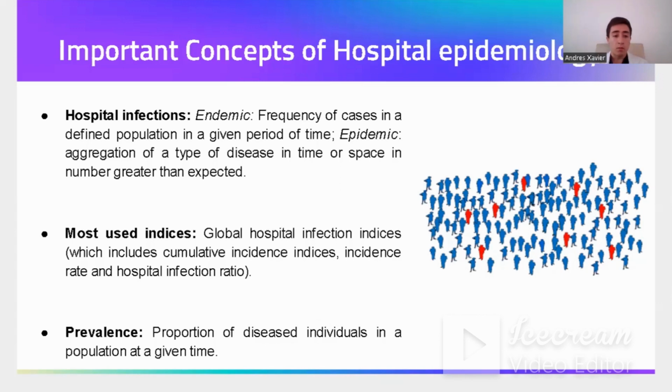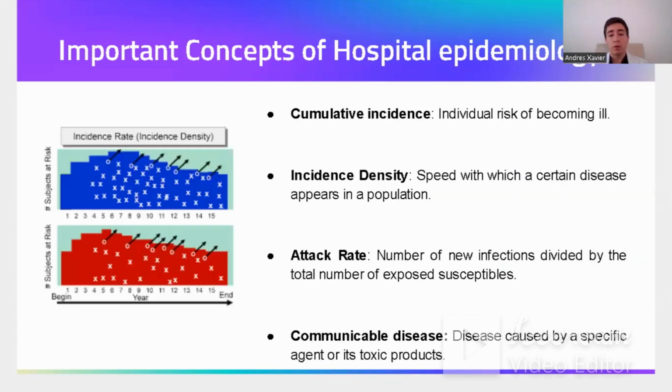And then we have the most used indices that are global hospital infection indices. That include cumulative incidence indices, incidence rate, and hospital infection ratio. And then we have prevalence, that is a proportion of diseased individuals in a population at a given time. And then we have cumulative incidence, that is individual risk of becoming ill. Incidence density, that is the speed with which a certain disease appears in a population. Then we have attack rate, that is the number of new infections divided by the total number of exposed susceptibles.